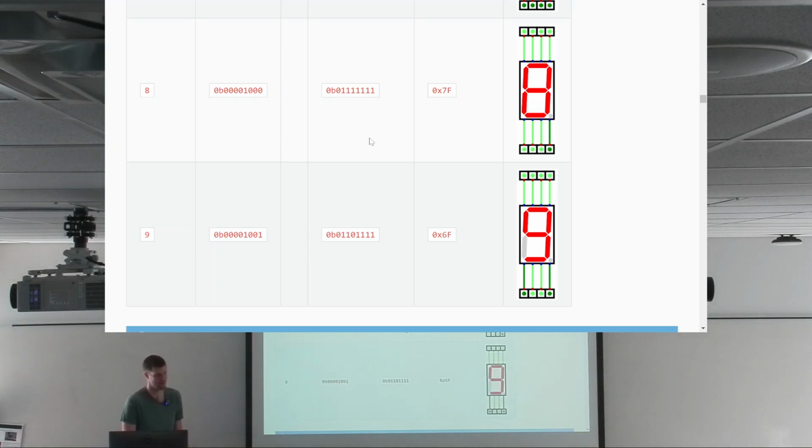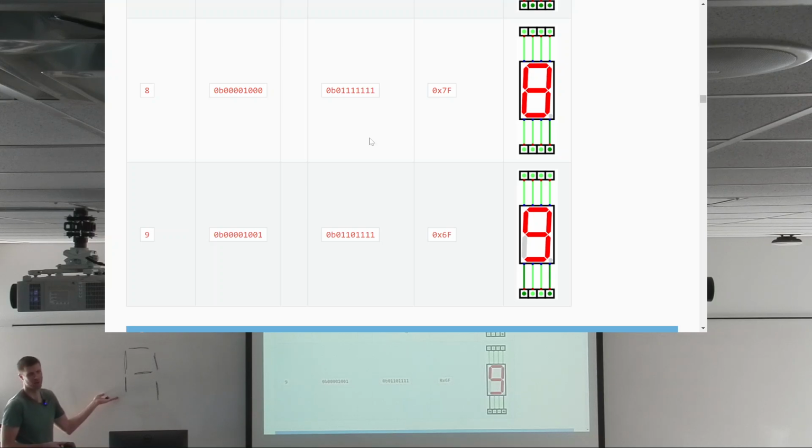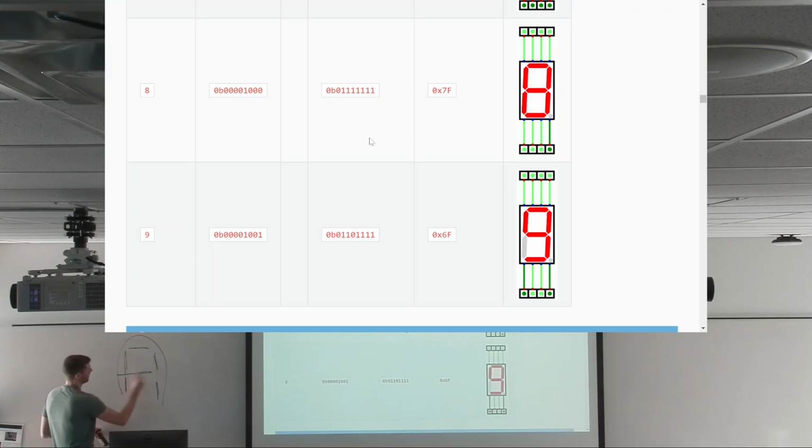So 10 is not going to be A. We can make an A with a 7-segment display pretty easily, actually. What would A look like? What's actually nice is you could do all of the hex patterns in a 7-segment display pretty easily. We're not going to, but we could. So there's A. It's a capital A, right? It's an A, yeah.